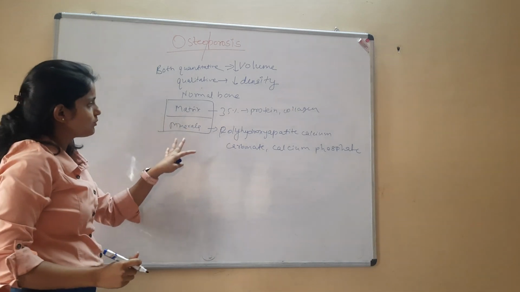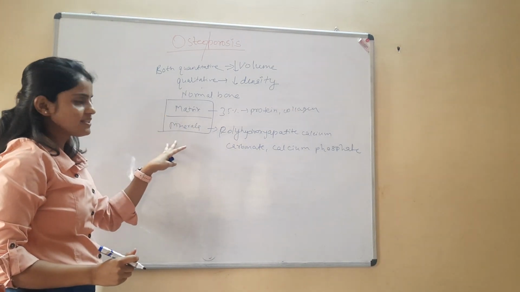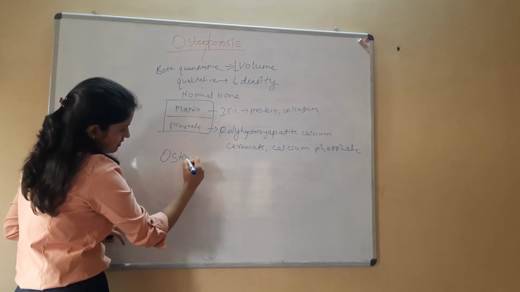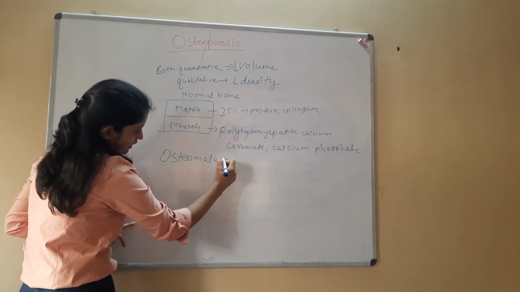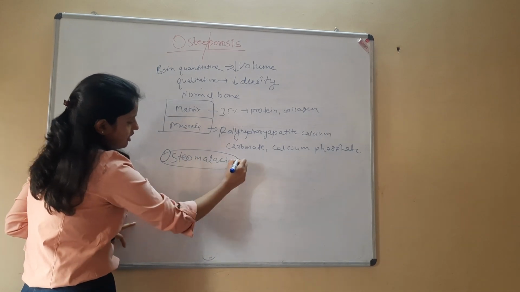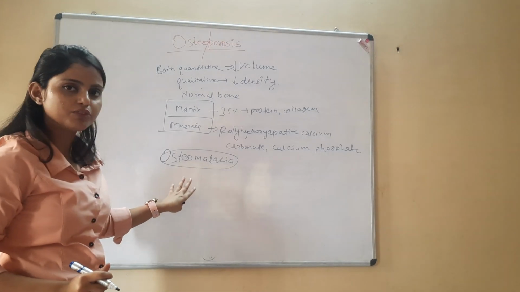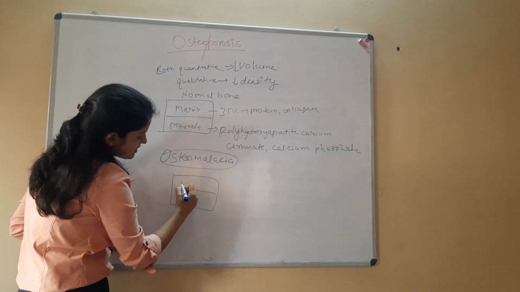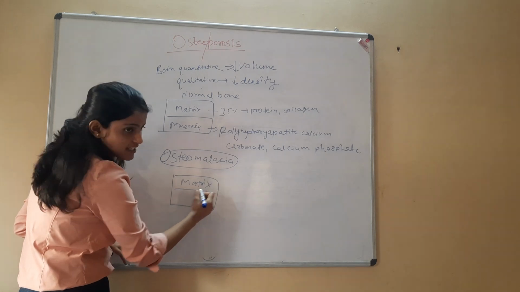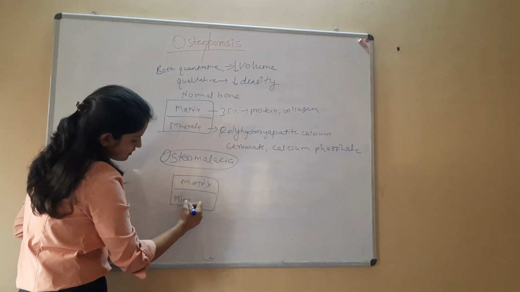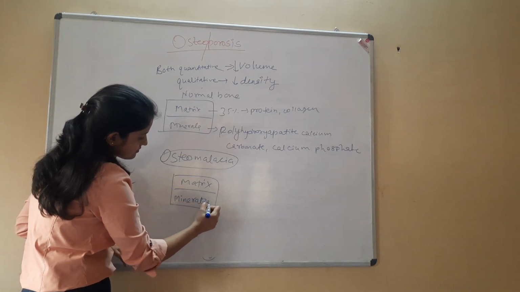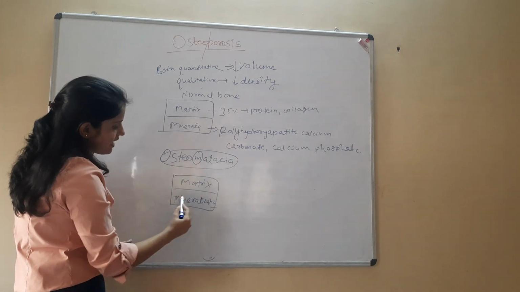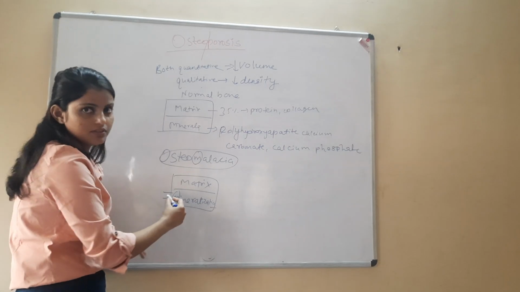In osteoporosis, both matrix and mineralization are decreased, but in osteomalacia, there is a decrease only in density of the bone. So matrix remains normal, and there is a defect in the mineralization of the bone. You can also remember it as malacia, a defect in mineralization of the bone.